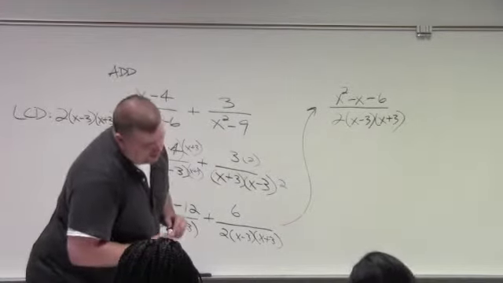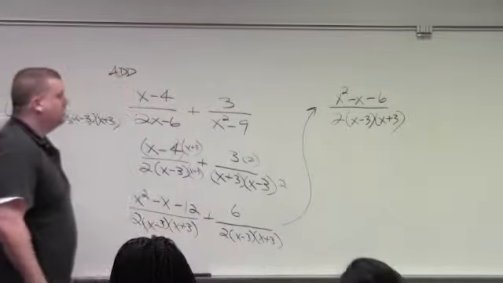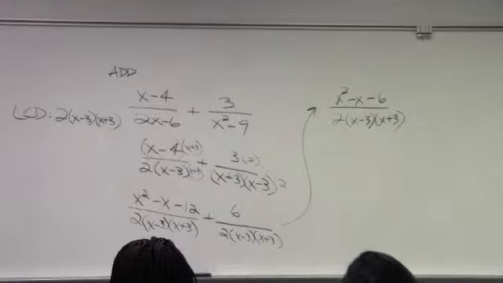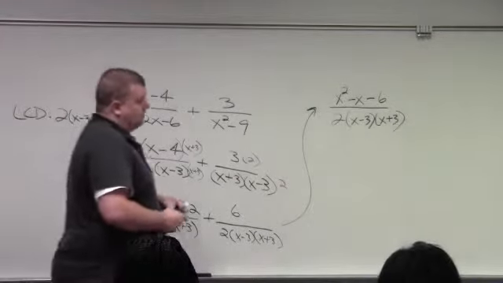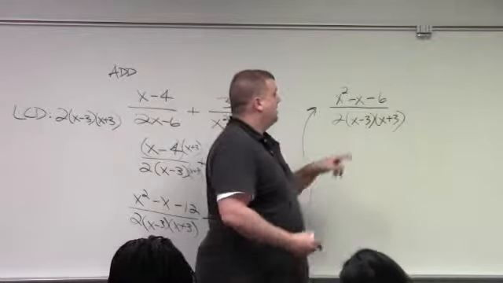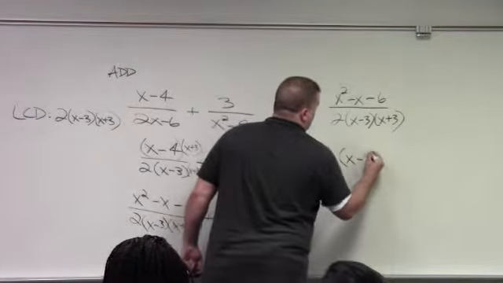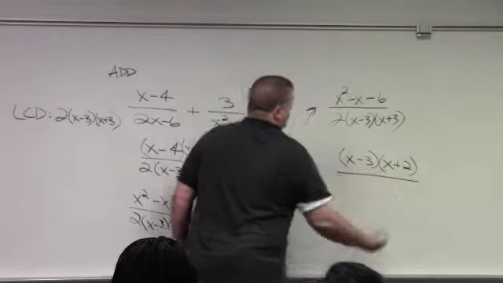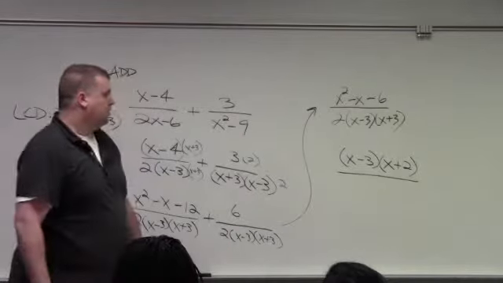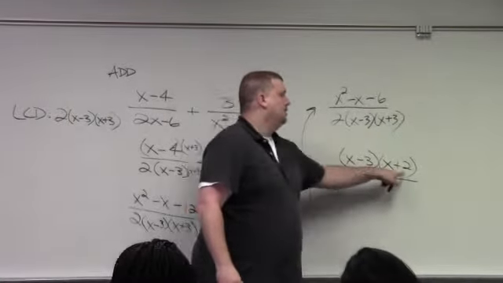Because it says combine the numerators over the LCD, which is what I did. But the last step says reduce to lowest terms. The only way I can reduce it is if I have common factors. Right. So I need to factor that top. x minus 3, x plus 2. That top factors down into x minus 3 and x plus 2. Factors of a negative 6 that add up to a negative 1: negative 3 and 2.